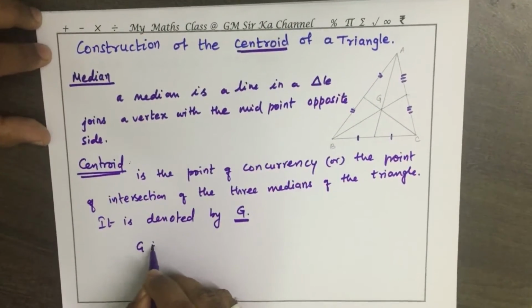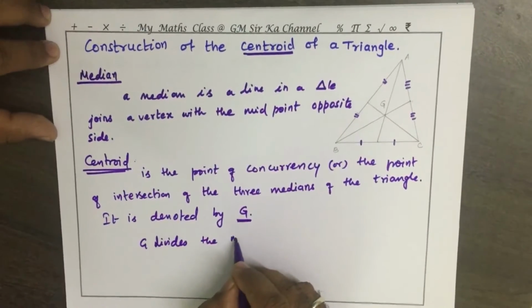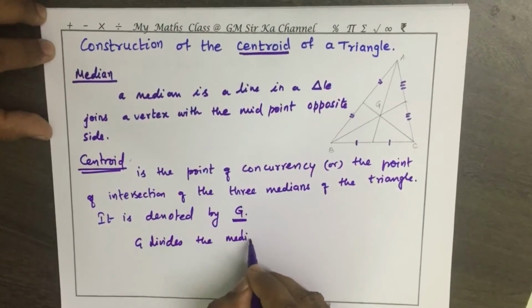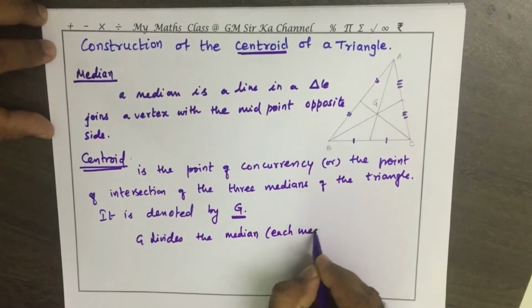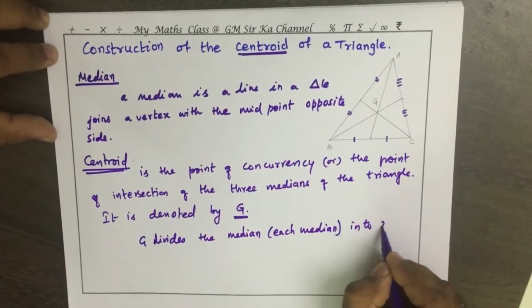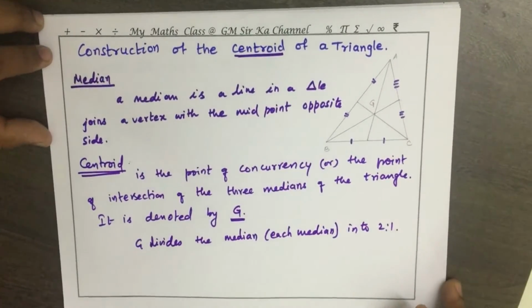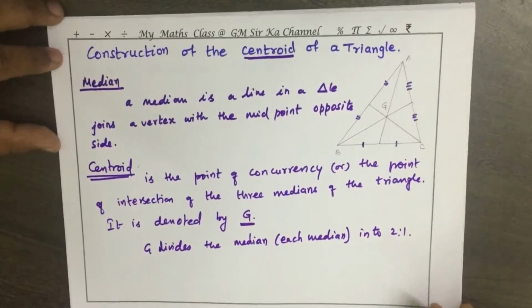G divides each median into 2:1 ratio. So that's it about the centroid. I think you have understood well.